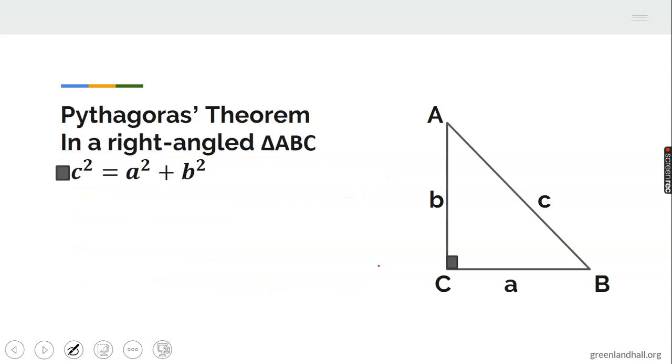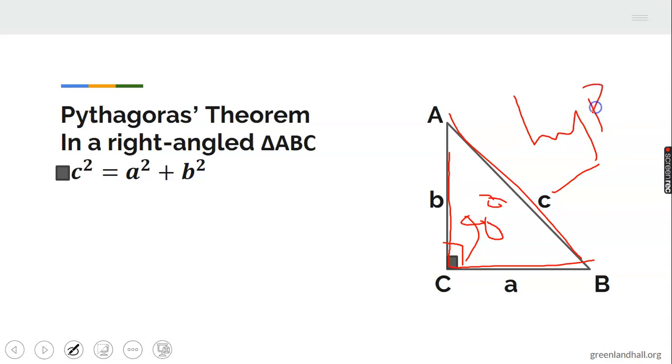Example, this is the theorem itself. Say in the right angle triangle, this right angle triangle here, is right angle at C, this is 90 degrees. So it's right angle at C. So C here is the hypotenuse. You must know the hypotenuse.